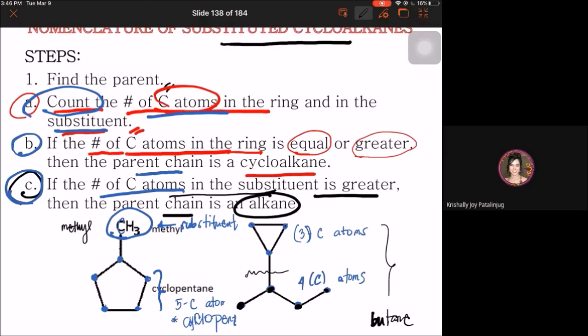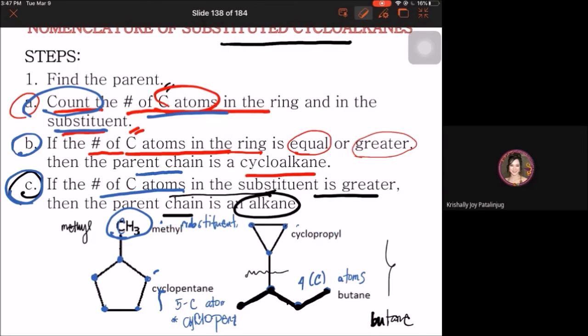It is now an alkyl group, particularly a cycloalkyl, because it is just a branch attached to the main parent chain, which is butane. Remember, we consider branches as alkyl groups, but this is a specific example of a cycloalkyl, since it is cyclic. And what is this cycloalkyl? This is cyclopropyl.